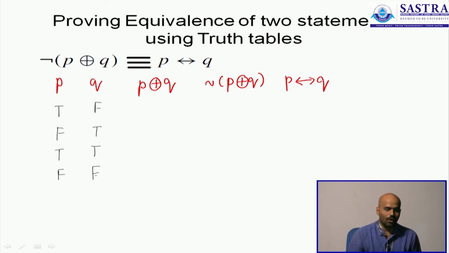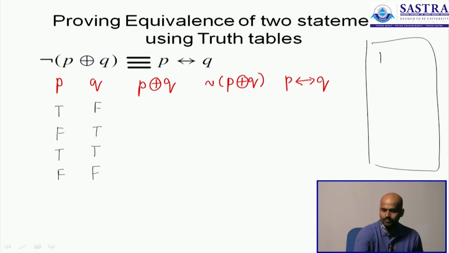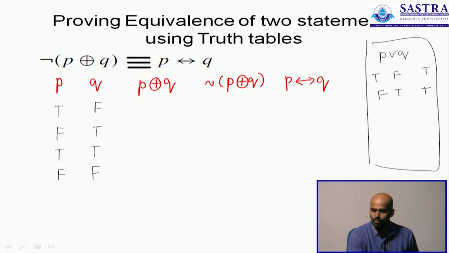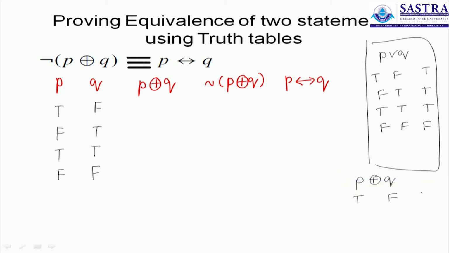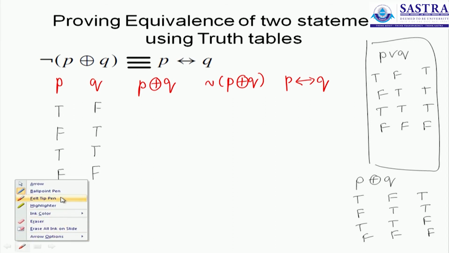Okay, now let's recall how an exclusive OR works. An exclusive OR, if you can focus here, we'll compare the disjunction. A disjunction works like this. It returns a false value only when both are false. But an exclusive OR returns a true value only when exactly one of them is true. If both are true, it still is false. If both are false, it still is false. So that's how an exclusive OR works, and that's what we'll have here.